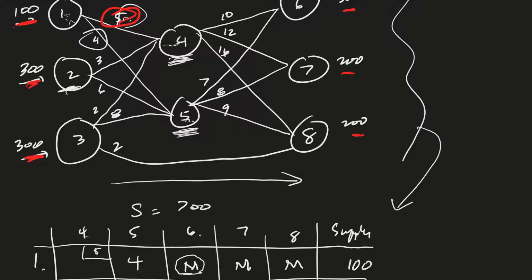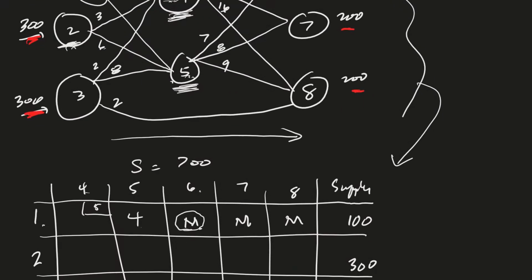From cell 2, we can go from 2 to 4 with a cost of 3, and from 2 to 5 with a cost of 6. So we have 3, 6, and then again, we can't go to the retail outlets directly from there.